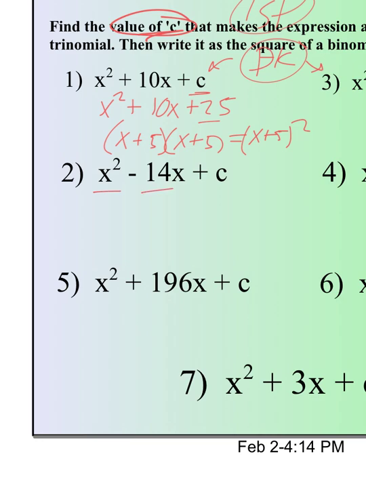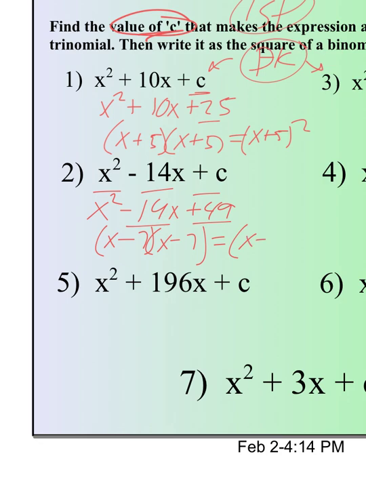x squared minus 14x plus c. Again, you have to figure out what that c is. In this case, the number ends up being 49. Maybe this one will start to give it away. x squared minus 14x plus 49. That's because 49 has factors of 7 and 7, which add together to give me 14. So x minus 7 and x minus 7, and I can write those as x minus 7 squared.